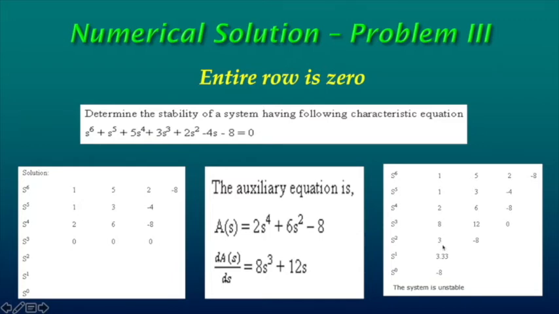So in the first column of this system, the sign is changed from plus to minus. That means one pole is present on the right-hand side of the s-plane. So the system is unstable.